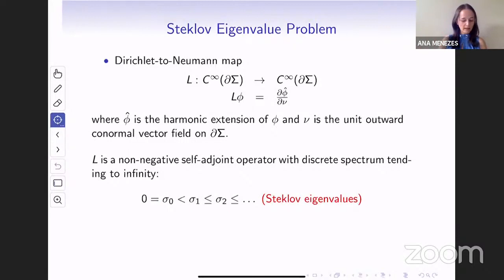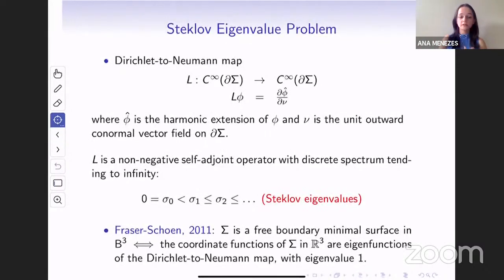Then Ilana Fraser and Rick Schoen, in their paper in 2011, showed that Sigma is a free boundary minimal surface in the ball if and only if the coordinate functions are Steklov eigenfunctions with eigenvalue 1. You can see that this is exactly the third characterization that we had in the previous slide, because this would imply that the coordinate functions are harmonic and the normal derivative of each of them is itself.